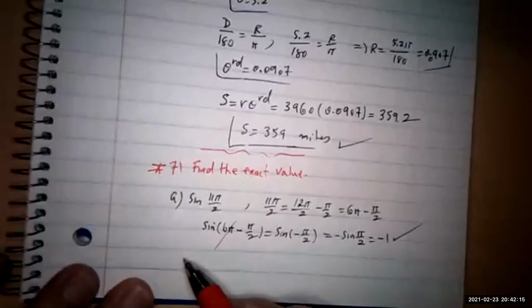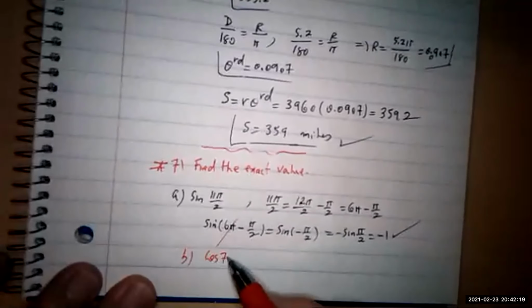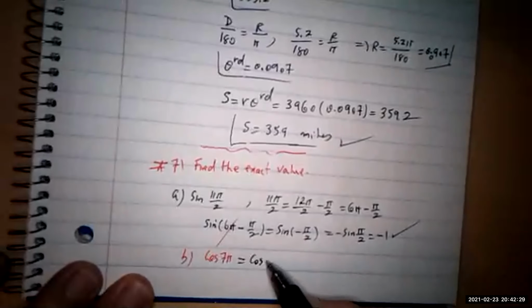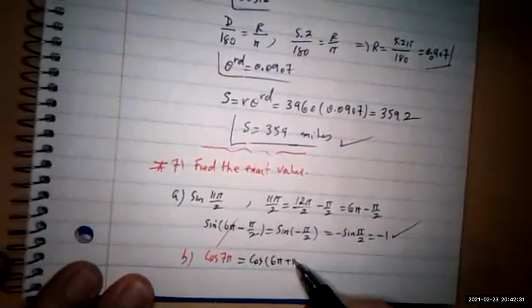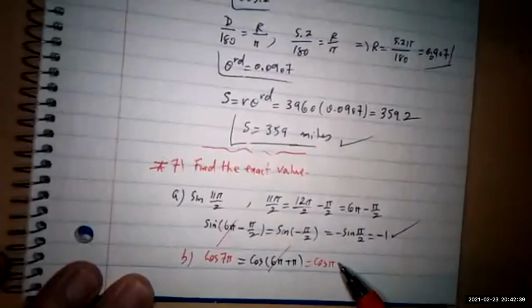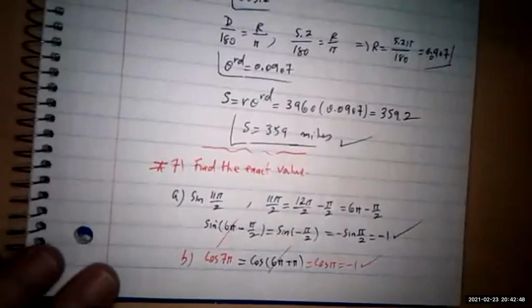We haven't talked about those, but we can do it. Cosine of 7 pi, for example. You know that going around the circle is 2 pi, so it is the cosine of 6 pi plus pi. Again, you can forget about the 6 pi. So it's simply the cosine of pi, which is -1. So that is again the reference angle or the periodic one.